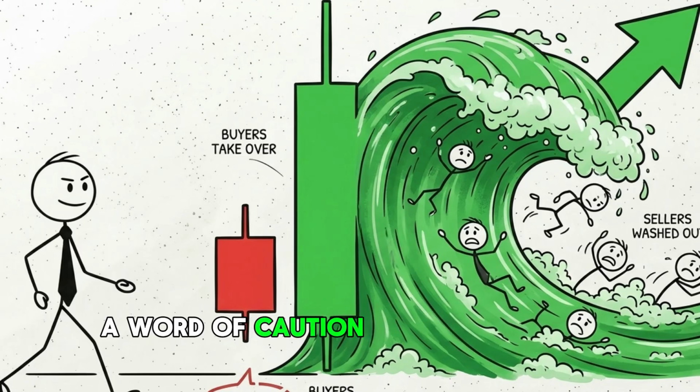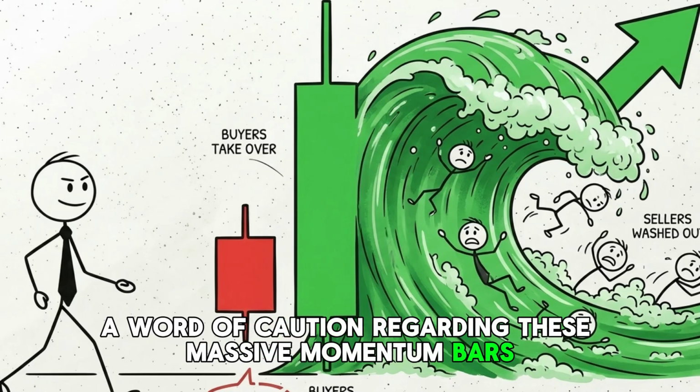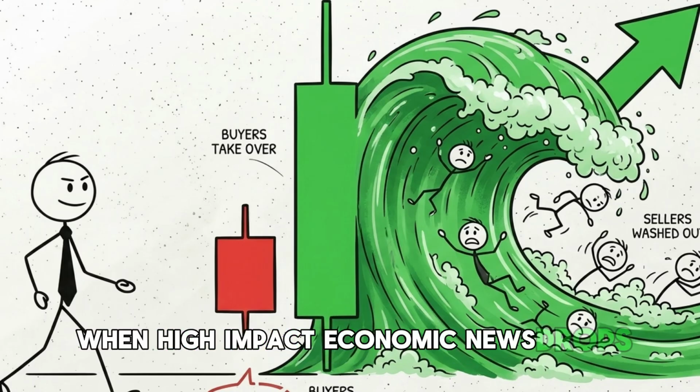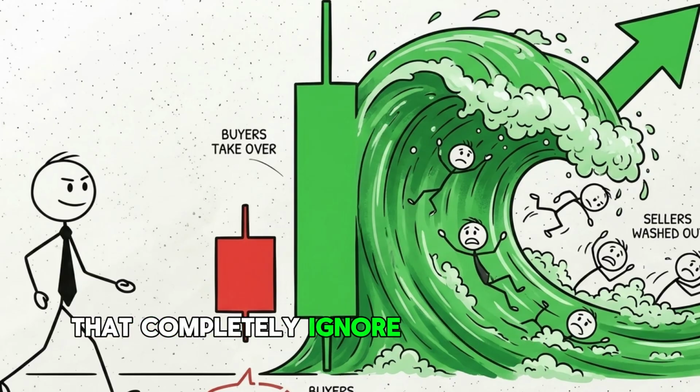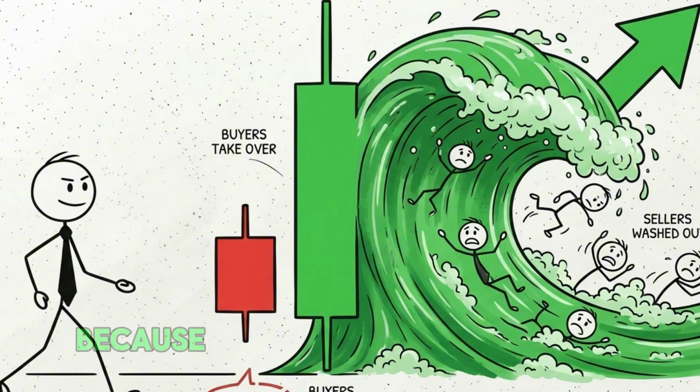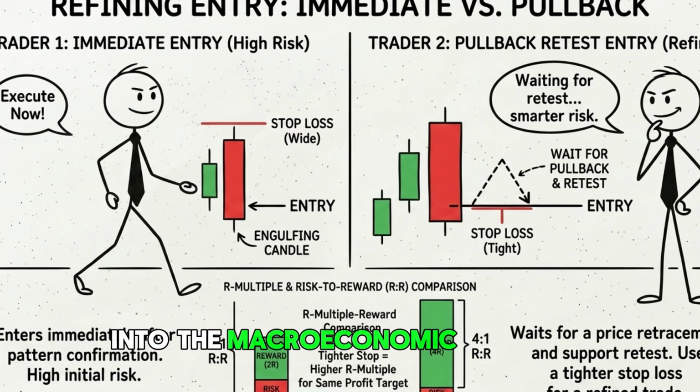Now, a word of caution regarding these massive momentum bars. When high-impact economic news drops, it can trigger giant, erratic momentum candles that completely ignore your technical structures. Because of this, a professional trader must always stay locked into the macroeconomic calendar.